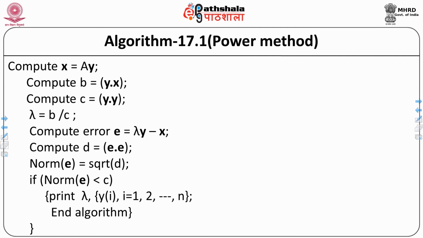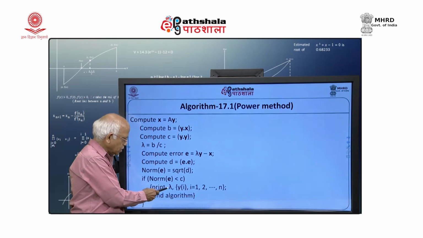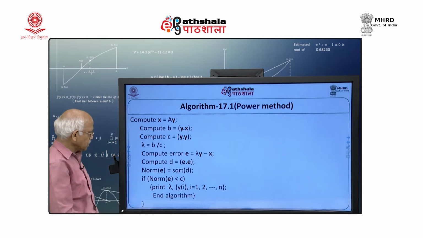Then we compute again x bar equal to A y bar, and compute b equal to y bar dot x bar, compute c equal to y bar dot y bar, and lambda as b by c. Then compute the error e bar equal to lambda y bar minus x bar, and again take the norm of this error. So e bar dot e bar is d, and norm e bar is the square root of d. If norm e bar is less than c, we say that we have reached the corresponding approximation, and therefore lambda and y j are printed and the algorithm is terminated.